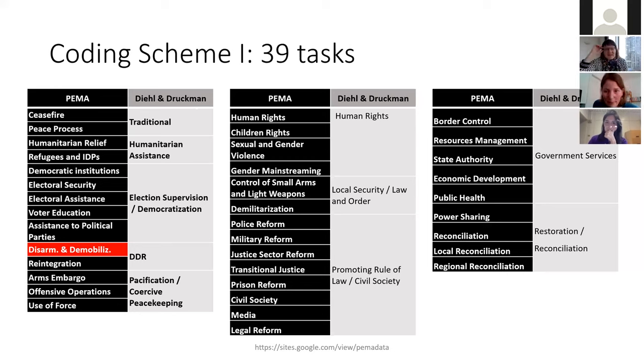Thank you, Hannah and Jessica. And now we have two very interesting questions by Josh. The first question relates to the disaggregation of tasks. PEMA codes 39 tasks, but was the Secretary General exaggerating when he said there can be 209 peacekeeping tasks? Is there a space for further disaggregation?